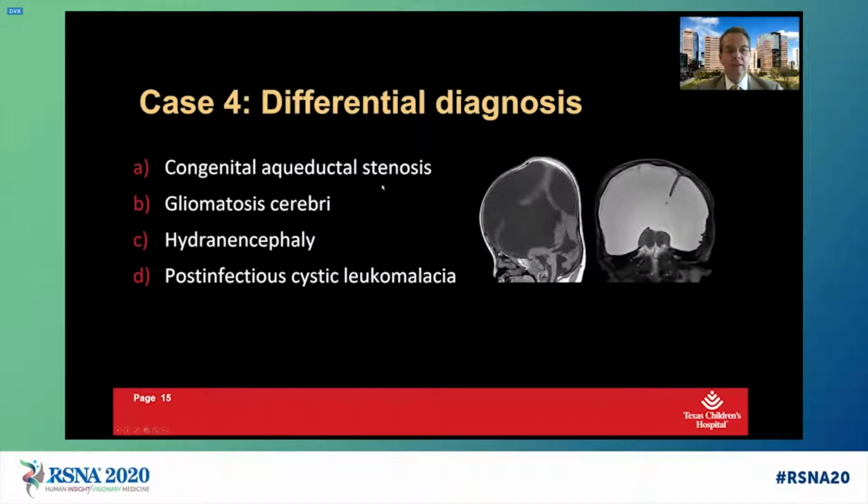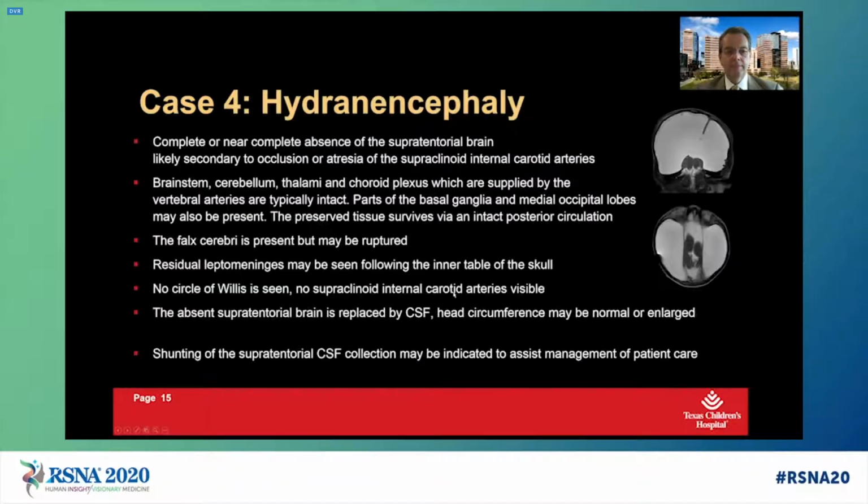So is this a congenital aqueductal stenosis, resulting in high-grade hydrocephalus? Is this a gliomatosis cerebri? Is it T2 hyperintensity? Is it hydranencephaly? Or is it a very severe post-infectious cystic leukomalacia?